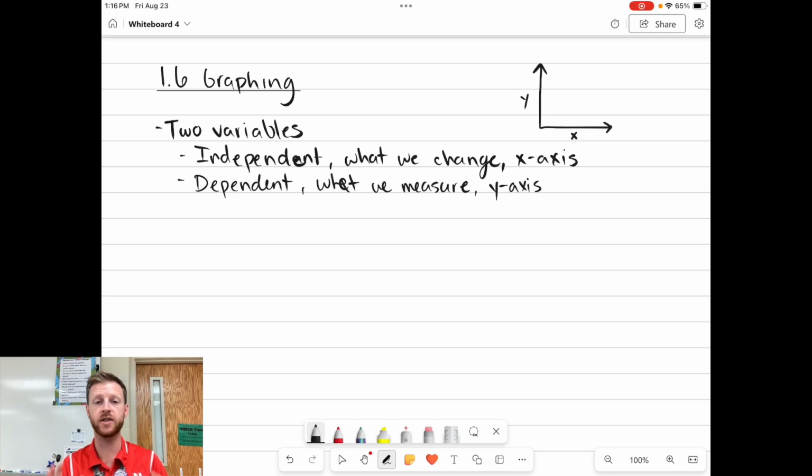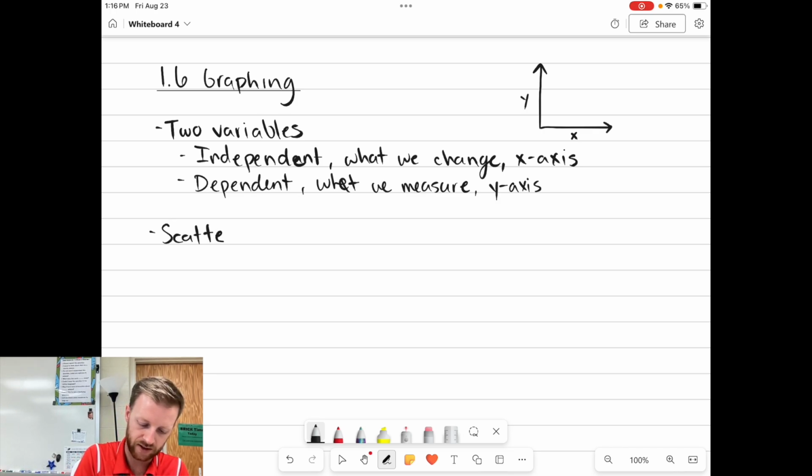Now, most of the time we're going to use something called a scatter plot. A scatter plot is where you take our data, you put it all on the chart, and then we try and find what's called a line of best fit. And all of those things are important. So let's make sure we recognize what a scatter plot is, because that's what we're going to use the majority of the time in this class. The data is not going to perfectly line up, so you're not going to get a perfectly straight line.